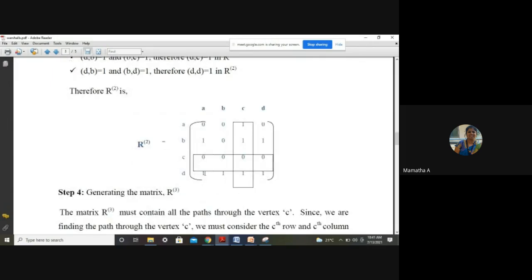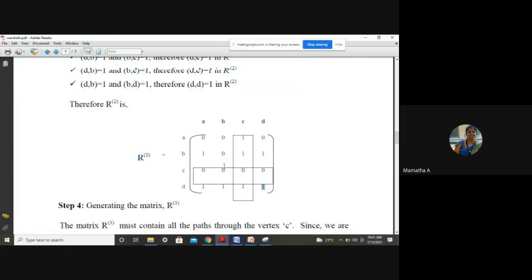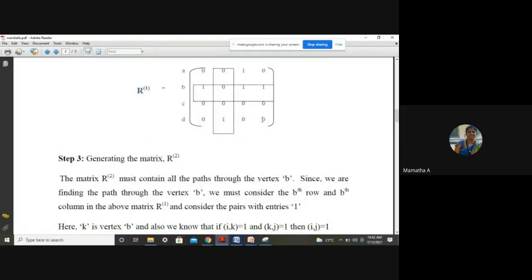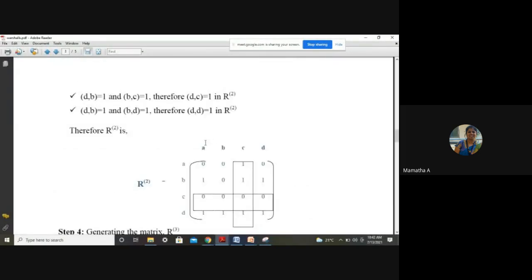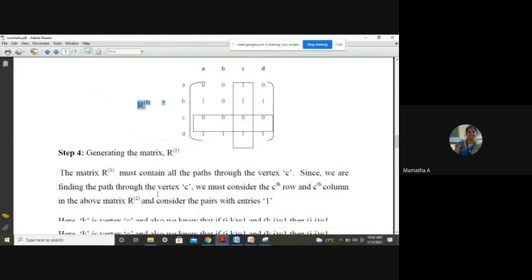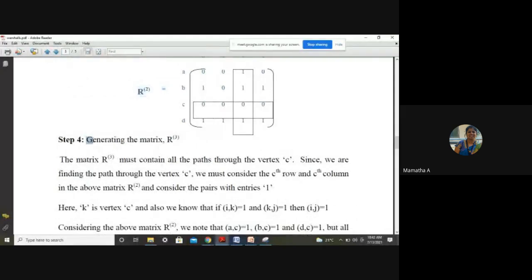So I updated D comma A, D comma C, D comma D. So you can see D comma A, D comma B, D comma C, D comma D. Earlier it was 0. But later I found that there is a path existing from which vertex? Through the vertex B. I understand. That is your R2. Next, I'll have to generate the matrix R3.